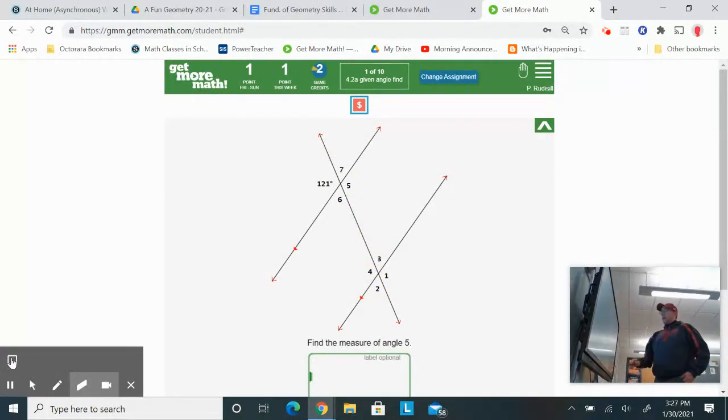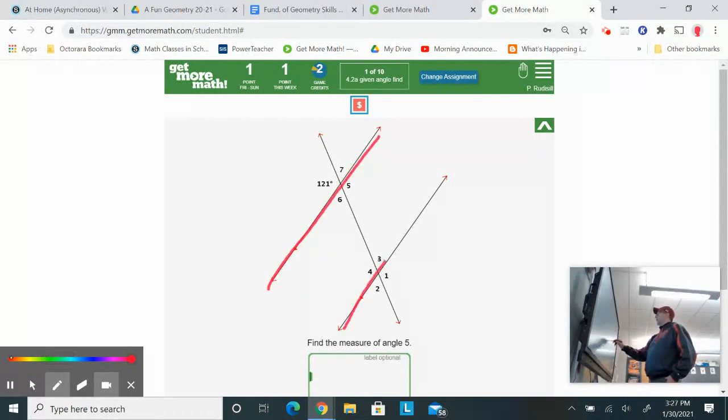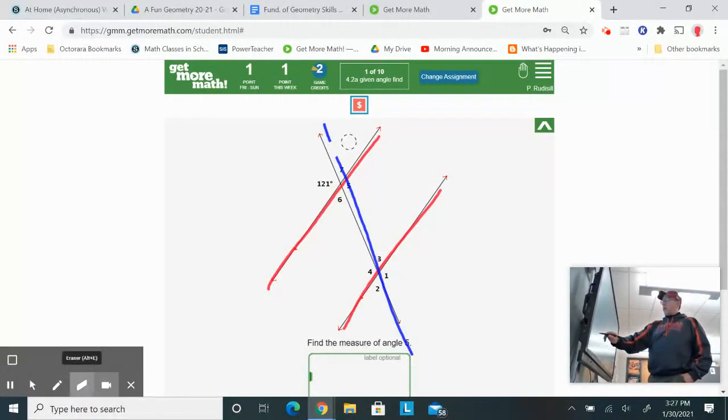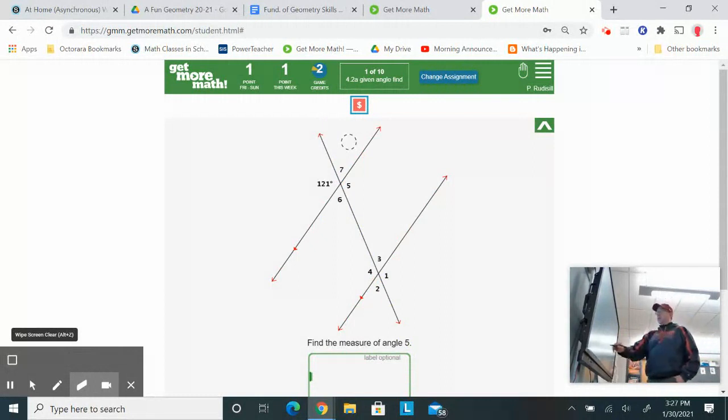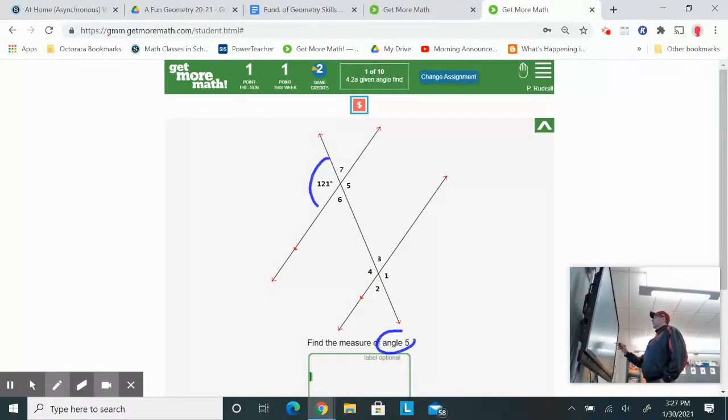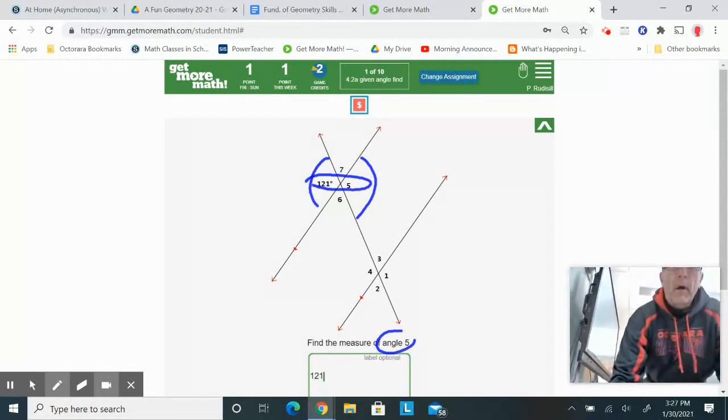Boom. In this one, we have two parallel lines, here and here, cut by a transversal, this other line here. And when you cut the line with the transversal, you have 8 angles formed. We know this angle is 121 degrees. We're supposed to find angle 5. Angle 5 is right across from it. These are vertical angles. Vertical angles will have the same measure. So let's type in 121.